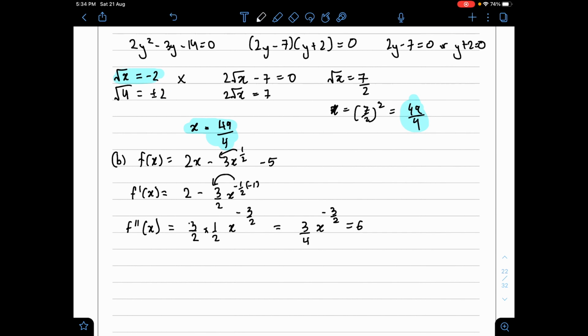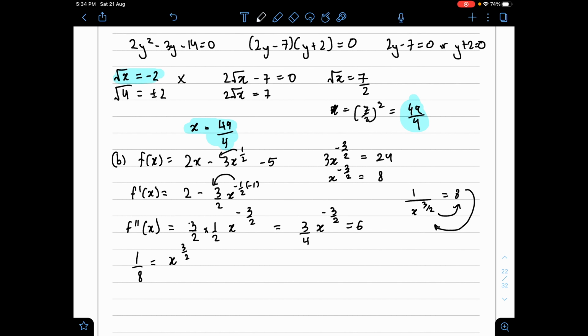Okay, so now all we have to do is rearrange. So 3x to the power of minus 3 over 2 is 24. So x to the power of minus 3 over 2 is 24 divided by 3, that is 8. Now you can just use the calculator, or you can change it to better fit what you have to do. So I'm just going to do this. So 1 over x to the power of 3 over 2 equals 8. Now 8 can go down, so that will be 1 over 8 equals x to the power of 3 over 2.